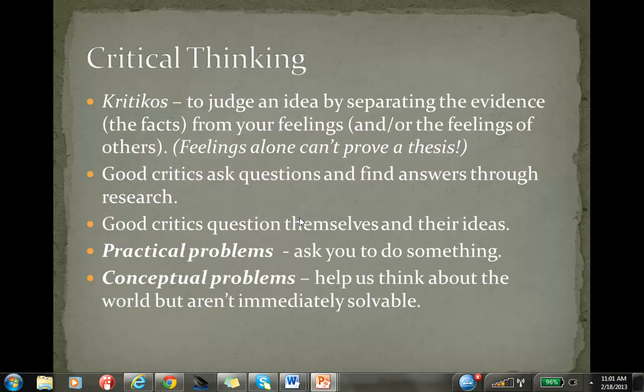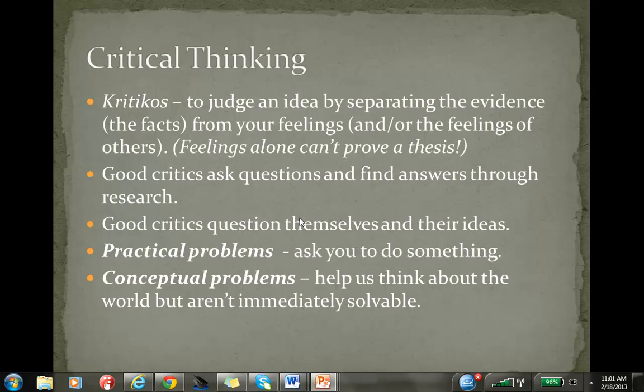Now, critical thinking is a huge part of argumentation. The word kritikos means to judge an idea by separating the evidence, the facts, from your feelings and the feelings of others, right? Because feelings alone cannot prove a thesis. No matter how passionately you feel about something, you can't prove a thesis with feelings. Good critics ask questions and find answers through research. Good critics question themselves and their ideas.